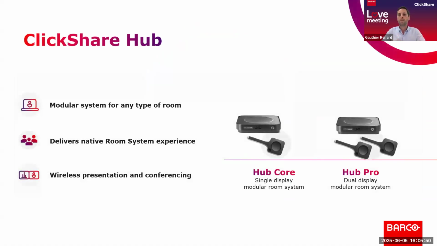Looking at the ClickShare Hub, this will enable a modular system for any type of room. It will deliver a native room system experience, so the UC clients will run natively on the device, and it will enable you to do wireless presentation and conferencing. The hubs will come in 2 models, the Hub Core and Hub Pro. The Hub Core is targeted for smaller rooms, single display rooms, and the Hub Pro is targeted towards larger rooms with, amongst others, support for dual display setups.